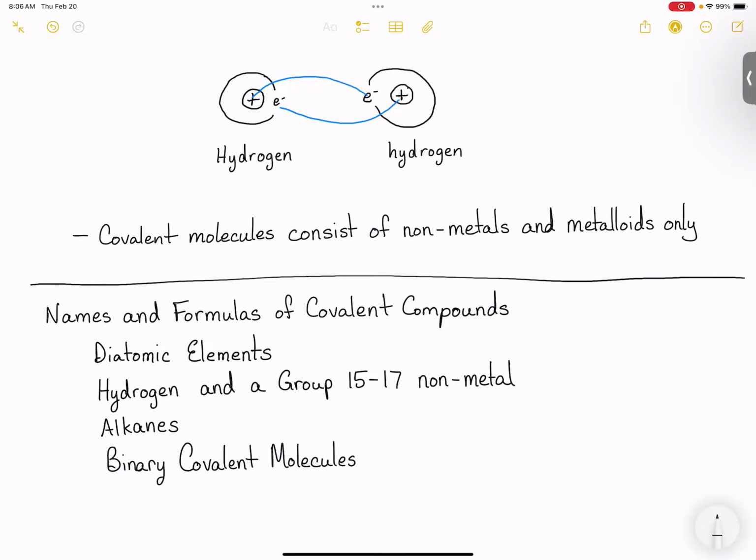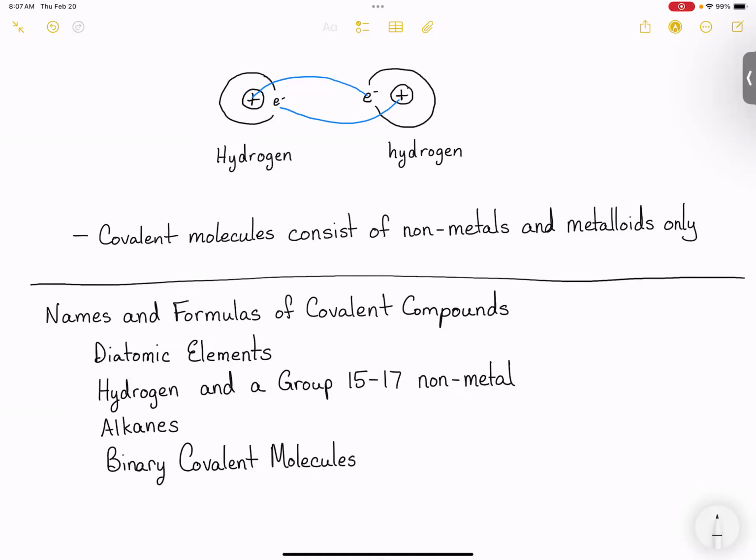With regard to the diatomic elements, the hydrogen with group 15 through 17 and the alkanes, I do plan to post Quizlets associated with these particular compounds. That is because it's not hard to make a Quizlet associated with those particular compounds. The only one that I don't think I have one for is binary covalent, and that is because there is a lot more options available in a binary covalent.